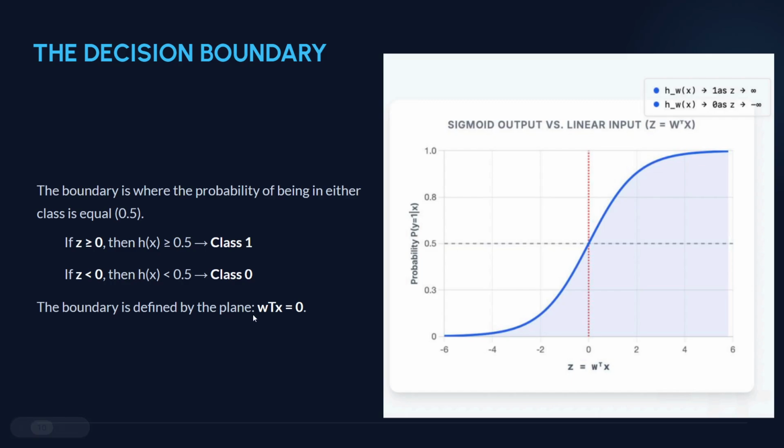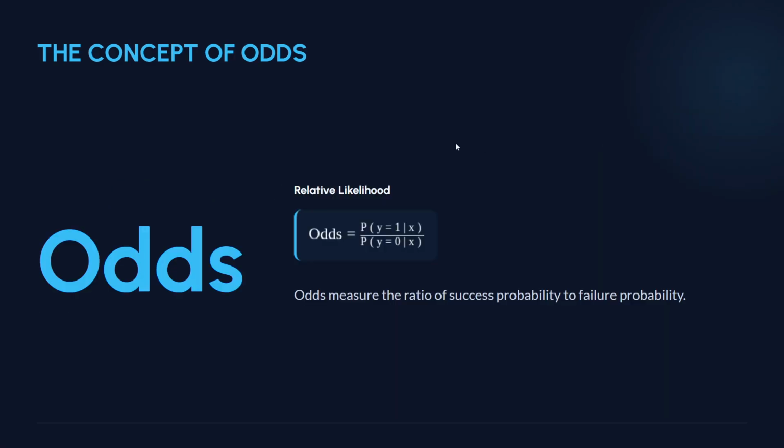The boundary is defined by the plane W transpose X. So this is the boundary, which is actually acting as a decision boundary here. Now there is a concept of odds, which is also known as relative likelihood. So what is odds? Odds equals the probability of predicting y equals 1 given x upon the probability of predicting y equals 0 given x. This ratio is known as odds. So odds measure the ratio of success probability to failure probability.